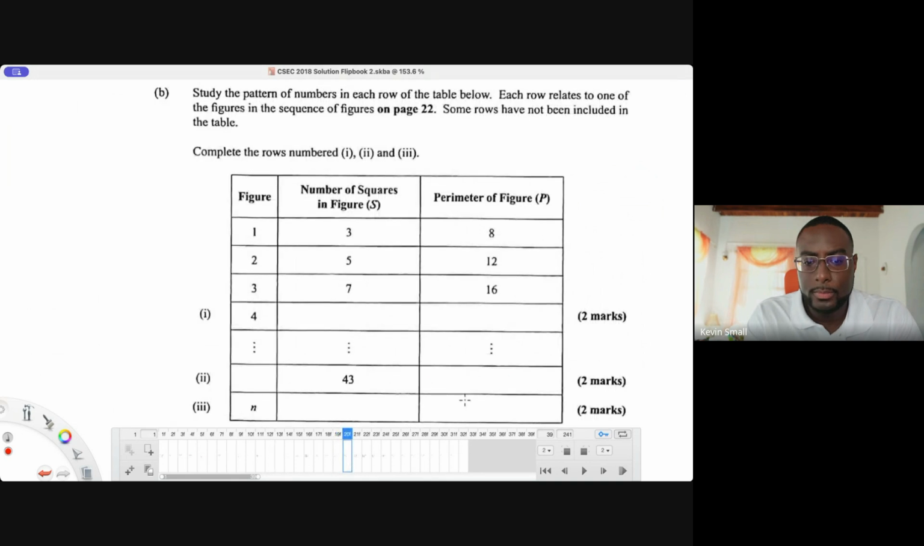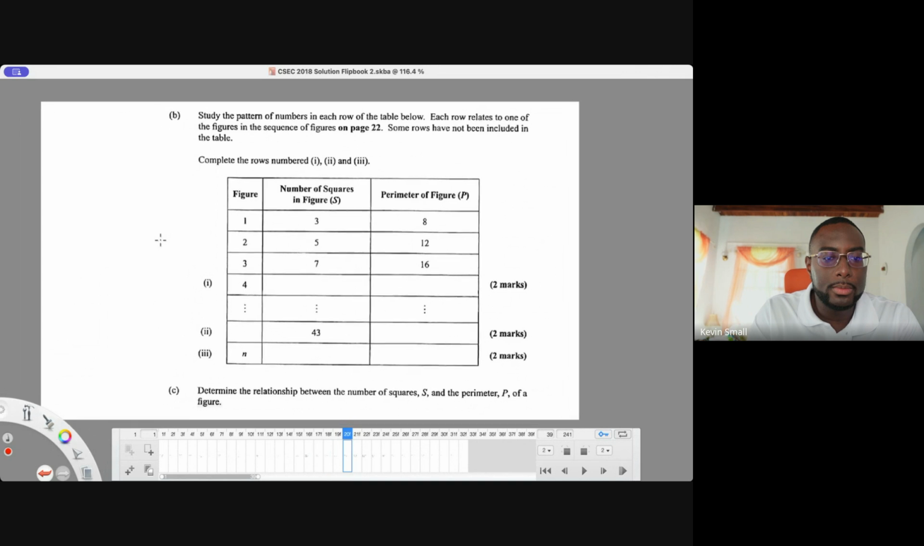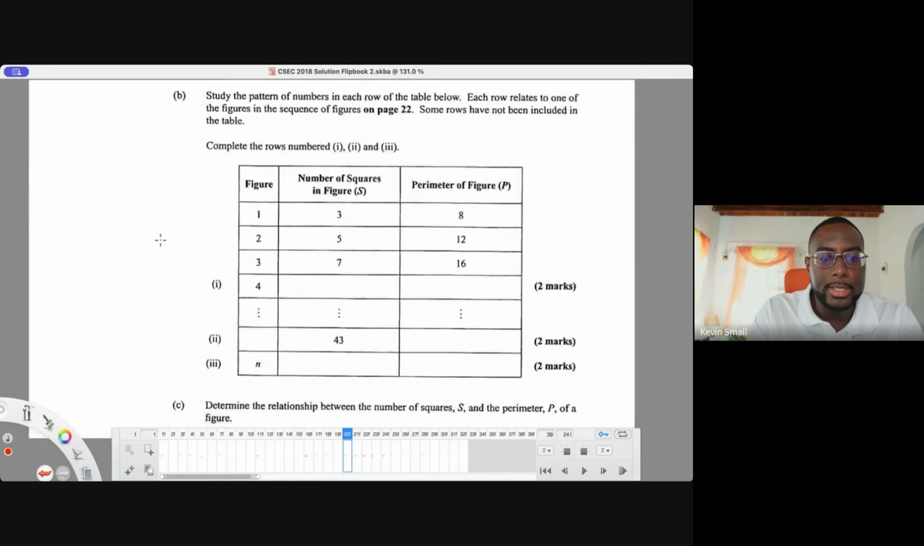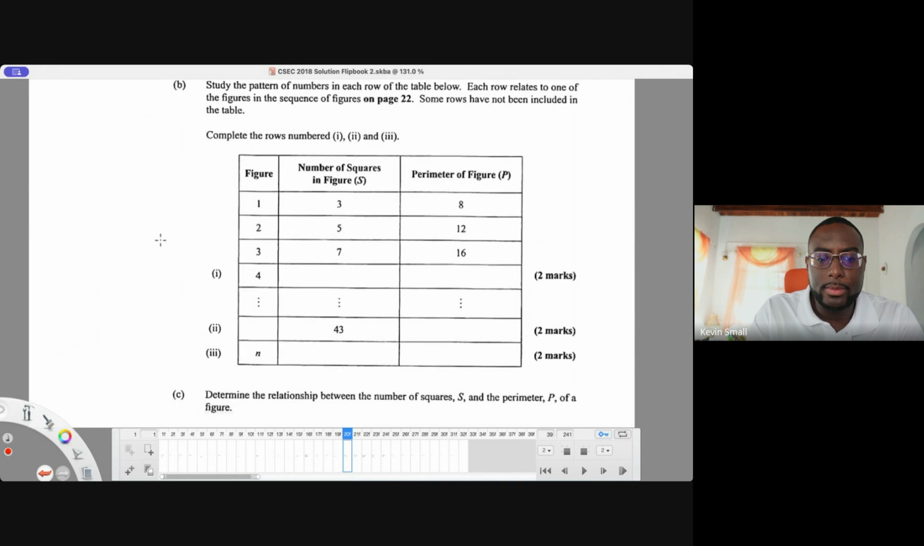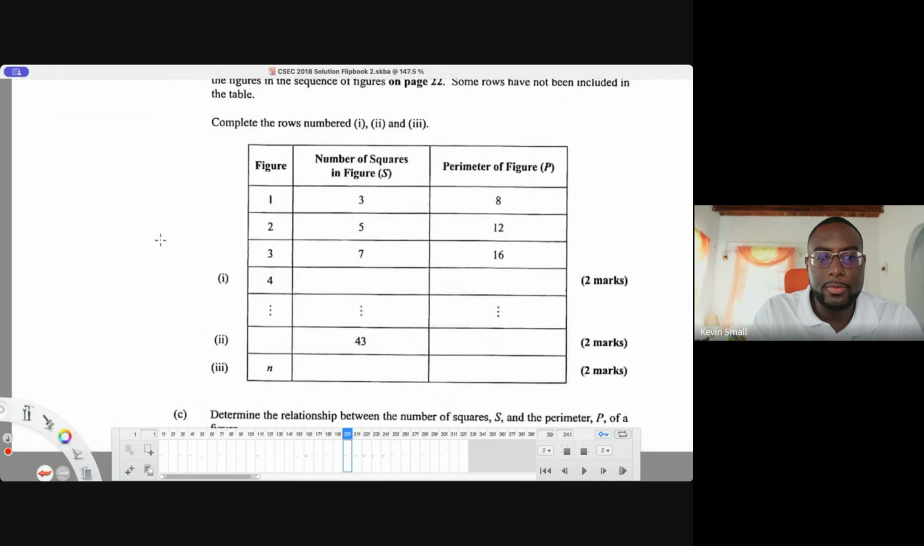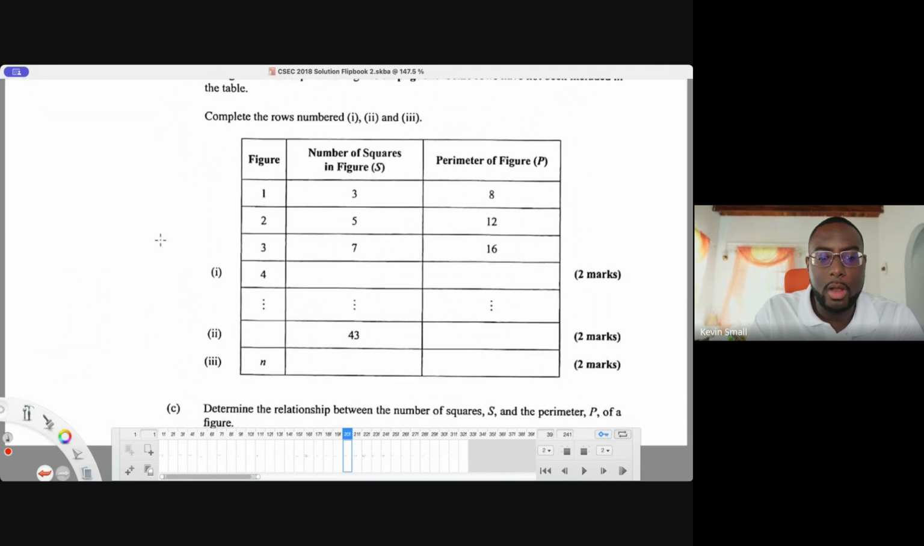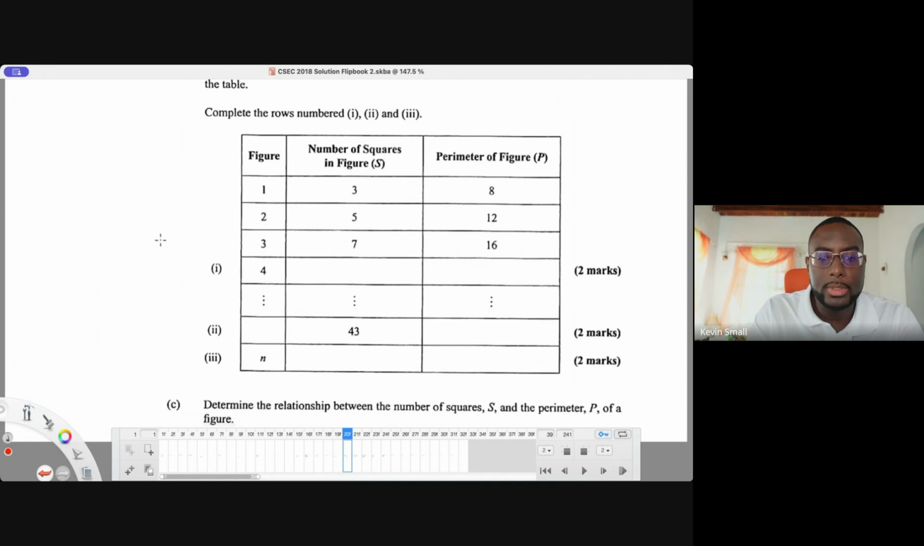Now, this is one of those sequence problems. Of course, the 2 questions are related. This question and this question are related, but we don't really have to look back at the diagram to answer this. All right, so let's look at the question in its entirety. You have a table, and you want to figure out the pattern, and eventually you want a general formula to help us out. Okay, so let's go.